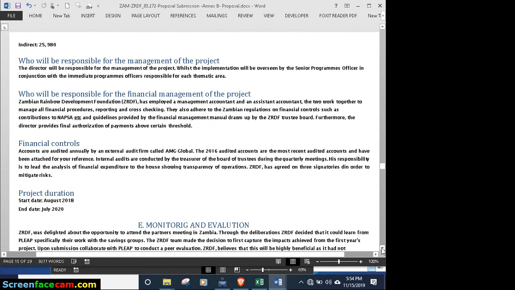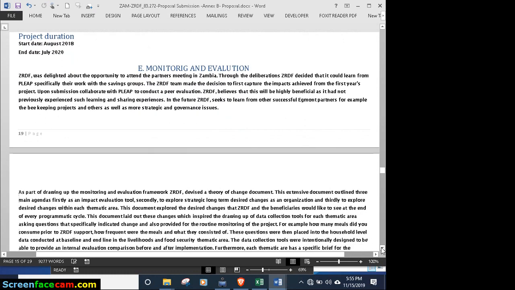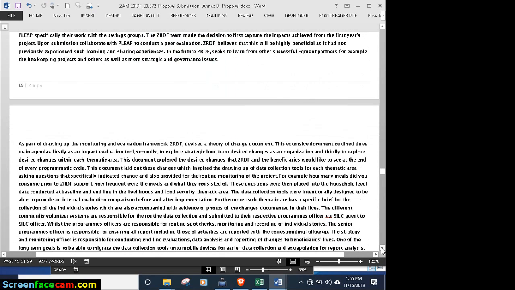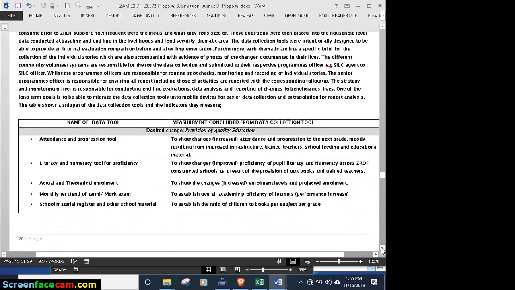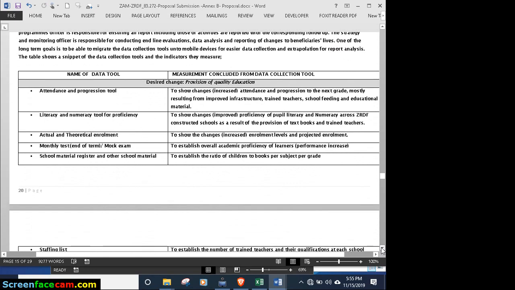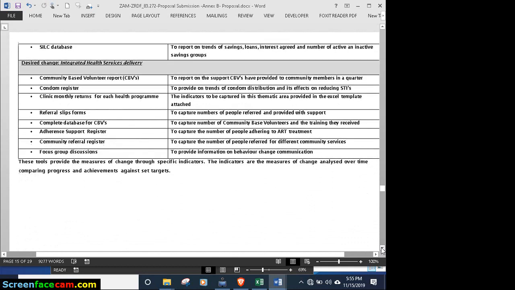Who will be responsible for the management of the project? Here we talk about the role of the director and the different program staff, and our financial controls. Remember, like we said, it's very important to have attached some policy document on how you control things in the organization. Then your project duration, and another key component, your monitoring and evaluation aspect of this project, how it's going to be monitored. Here we talked about different kinds of data collection tools and what they measure, because we already have them developed, and these are the ones we use across the programs.